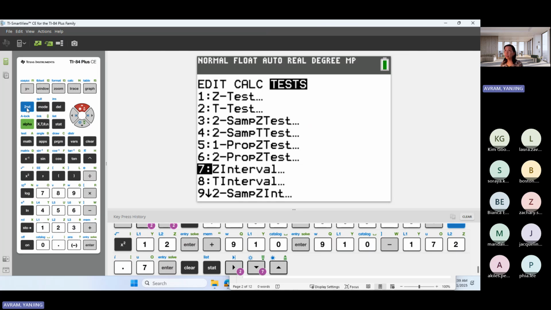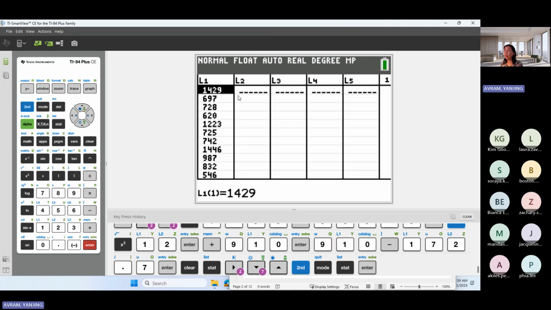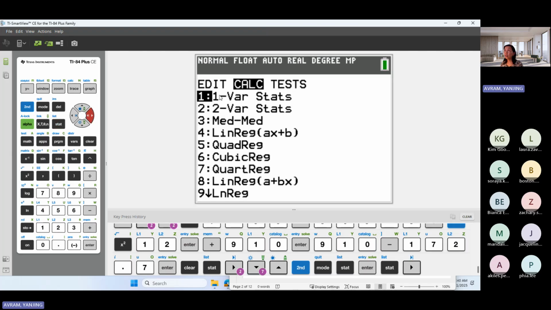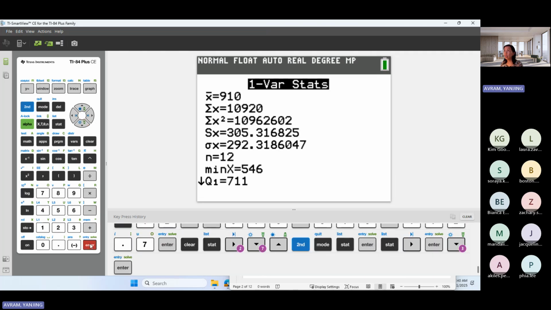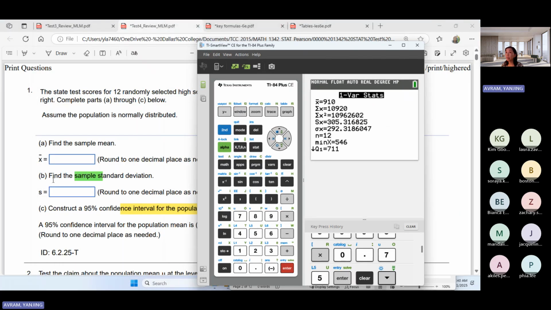To put it in a table, go to stat, edit, and then input all the data, which I already input in L1. And then you go to stat again, using calc, using the one variable statistic. The default is on L1, which is right. So we hit enter. Now you have an x bar, which is the mean. 910 x bar is the mean in here.